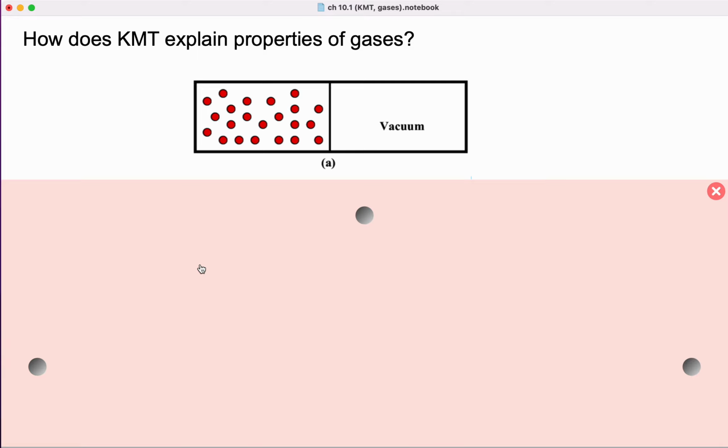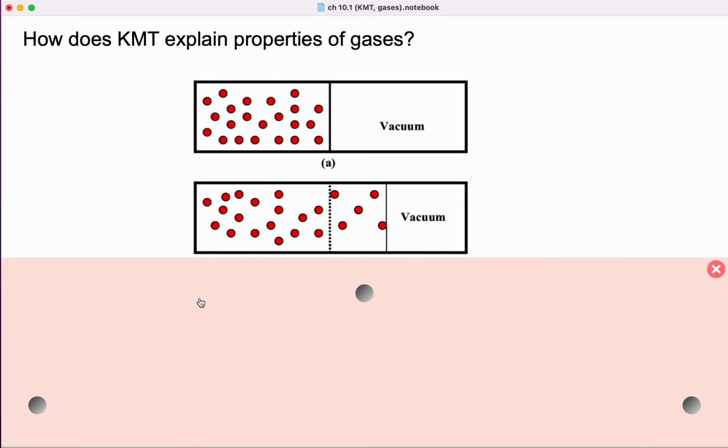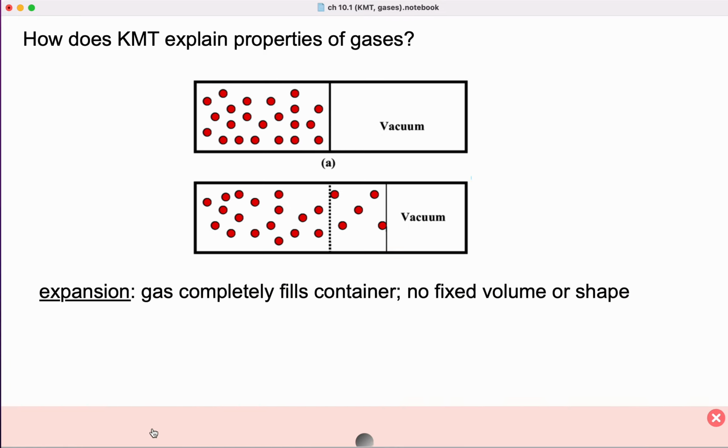So, our first property. Suppose we have a sample of gas trapped in one side of a container. There's a barrier and there's a vacuum on the other side of the barrier. What happens if we remove that barrier? Well, of course, the particles spread out to fill the empty space. That property is called expansion. Expansion is when a gas completely fills its container because the gas has no fixed volume or shape.